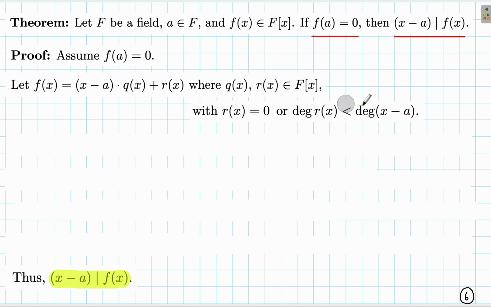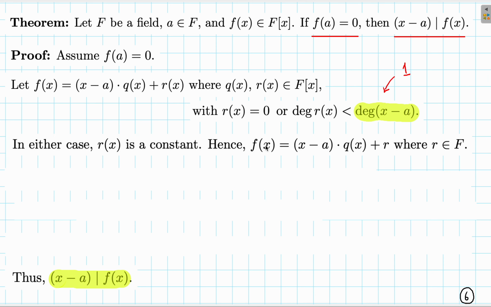Now, x minus a is a linear polynomial, and that means its degree is equal to 1. In other words, r of x is either the 0 polynomial or a non-zero polynomial of degree less than 1, and hence a constant. So in either case, we can conclude that r of x is a constant polynomial, and therefore we can write f of x as x minus a times q of x plus r, where r is an element of the field F. Once again, because we can view r of x as a constant.